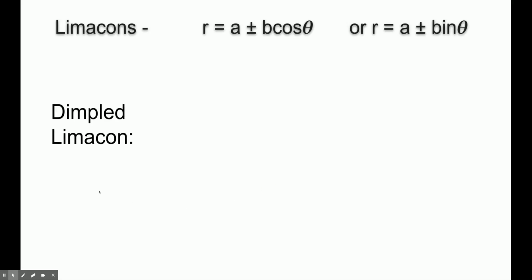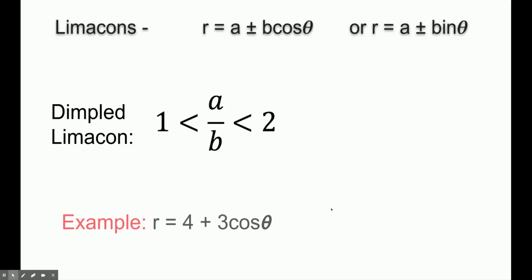Now, dimpled limacons, what are we talking about here? This is going to take that inner loop and create a dimple. This is anywhere where the absolute value of a over b is anywhere between 1 and 2. For example, you might see the curve r is equal to 4 plus 3 cosine theta. 4 divided by 3 is bigger than 1, but less than 2. It's going to take that cardioid, if you think about that, and push it away because this will never, ever, ever equal 0.